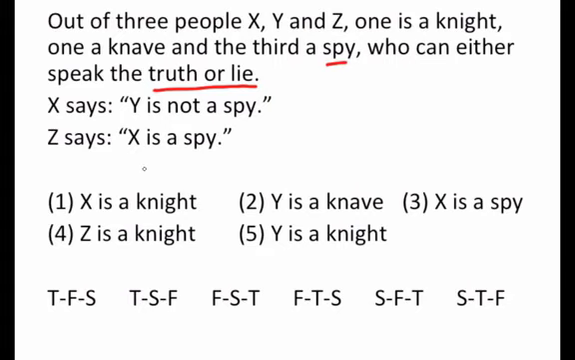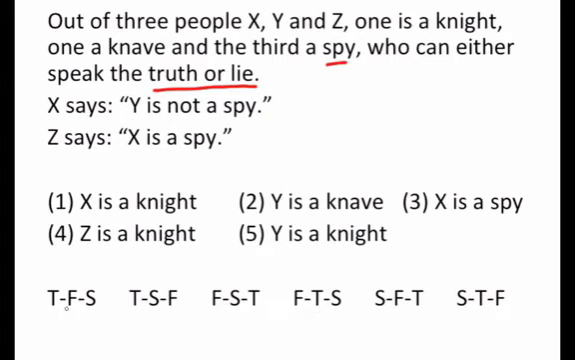The possibilities are that the knight is speaking the truth, the knave is false, and the spy. So XYZ can be TFS or TSF or FST. Basically, three people on three positions can be arranged in 3 factorial or 6 ways. And I've listed down all 6 ways here.